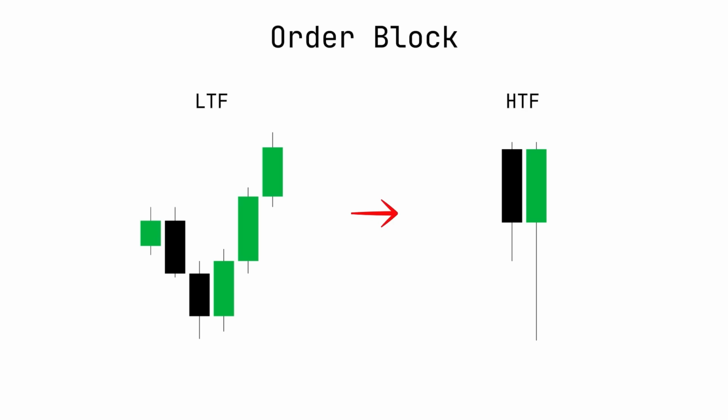Often, if you look at the order block from a higher time frame, you can see that it looks like a rejection block, which we will discuss later. Let's look at several examples on a real chart. A classic example of how a bullish order block can appear.